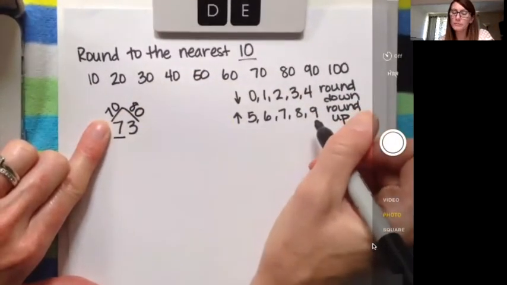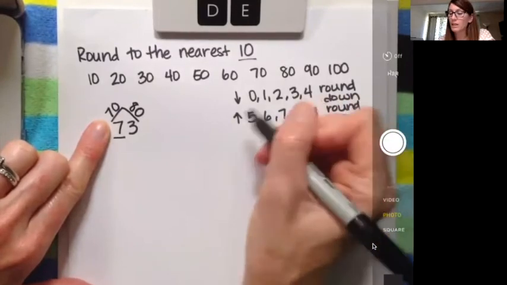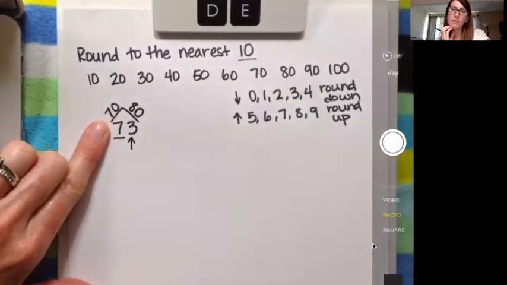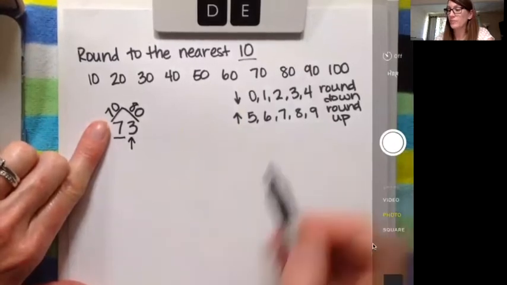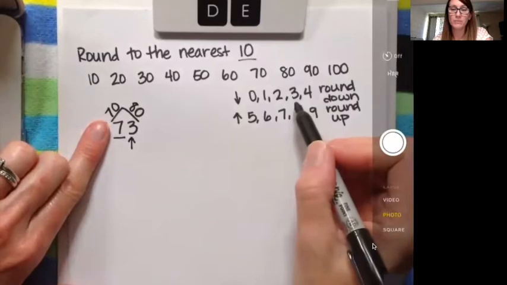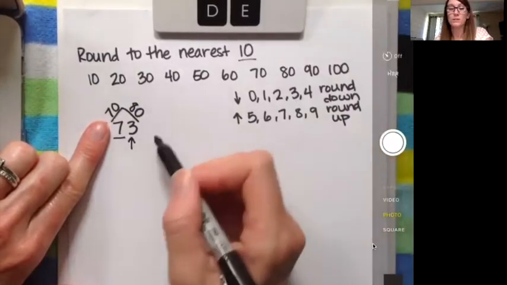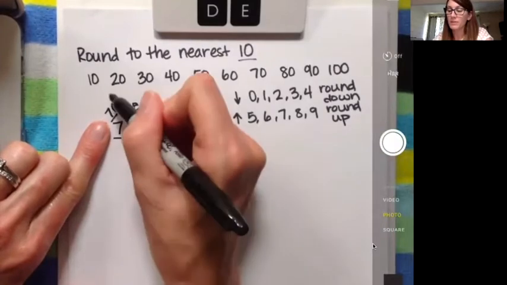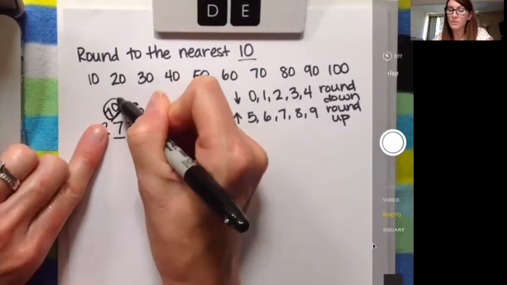Now, again, I need to put my arrow pointing at my ones place. Remember, you always look at that number that's right to the right of whatever it is you're rounding. And I see that it's a 3. And I know that when I have a 3, that tells me I need to round down, which means I'm going to be picking the smaller number. So the smaller number between 70 and 80 is 70. So I'm going to circle 70.